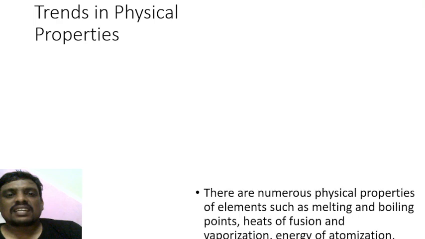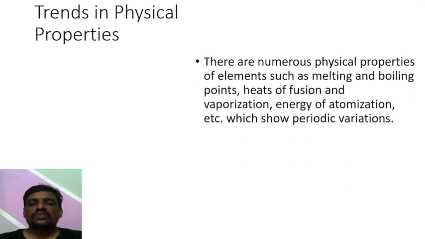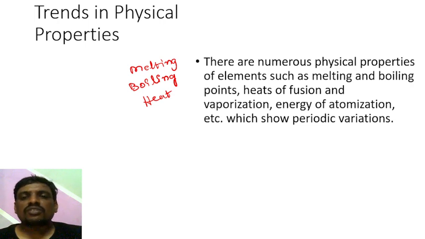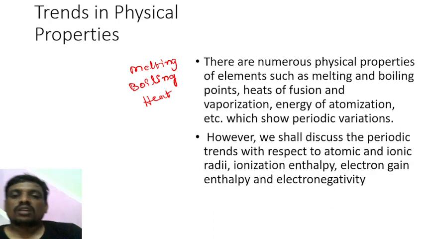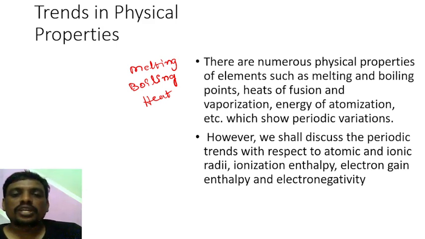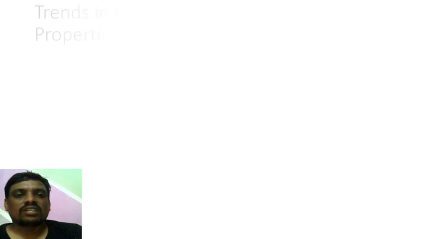As you know, there are numerous physical properties of elements, such as the first one, melting point, and the second one, boiling point. I will give you the definitions for each of them. And heat of fusion and vaporization, energy of atomization, which show periodic variations. However, we shall discuss periodic trends with respect to atomic and ionic radii, ionization enthalpy, electron gain enthalpy, and electronegativity.